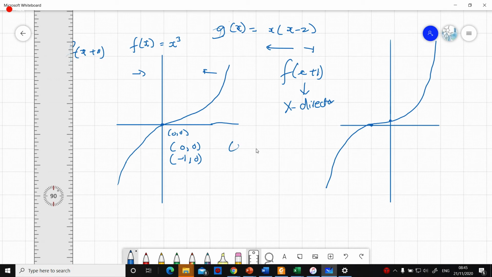And this point is also important because it's shifted. If you think about it, if you do x plus 1 all cubed, you get 1 for this number here. That's my x and y coordinates. So you can see it moves from 0, 0 to minus 1, 0.